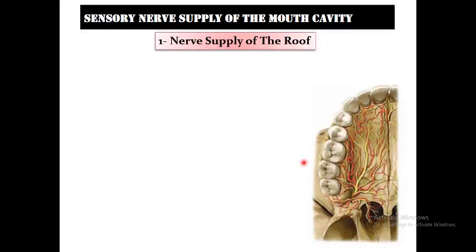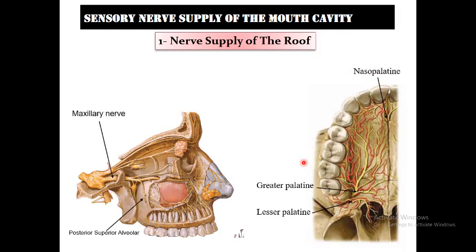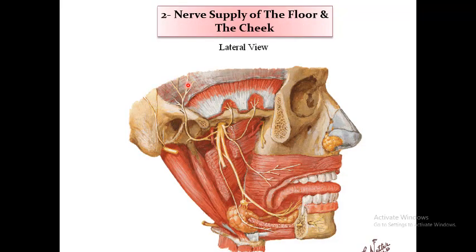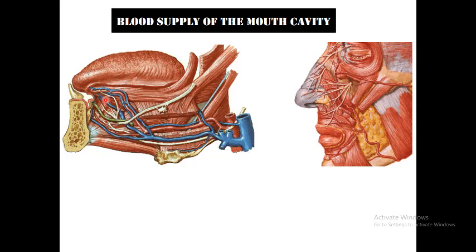About the sensory nerve supply of the mouth cavity, the roof of the mouth cavity is supplied by multiple branches of one nerve, which is called the maxillary nerve. So the roof of the mouth cavity, which is called the palate, is supplied by branches of the maxillary nerve. While the floor and the cheeks are supplied by branches of the mandibular nerve. So we have the maxillary nerve for the roof, the mandibular nerve for the floor and the cheeks.